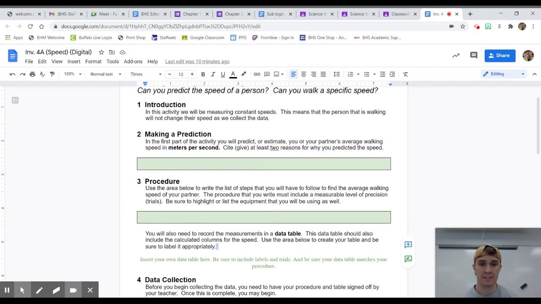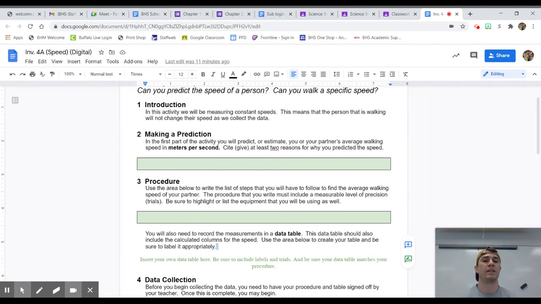In the first part of the activity, we want you to predict or estimate you or your partner's walking speed in meters per second. So how fast can you or your partner walk? And we want you to guess that in meters per second. I have meter sticks laid out in the front of the room. So if you want to estimate that based on just 1 meter, you certainly can. I mean, a meter is going to be just over 3 feet, about 39 inches is a meter, for those of us that are used to feet.